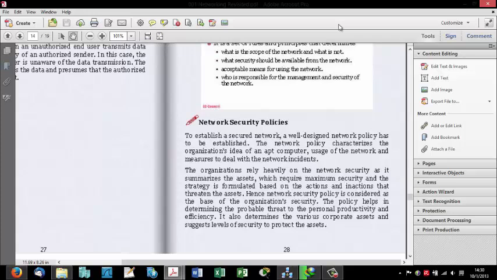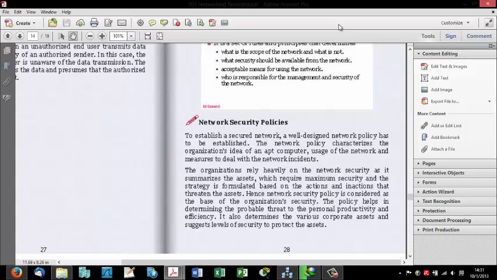So hence network security policy is considered as the base of the organization's security. The policy helps in determining the probable threat to personal productivity and efficiency. It also determines the various corporate assets and suggests levels of security to protect the assets. Various assets, various levels of security.